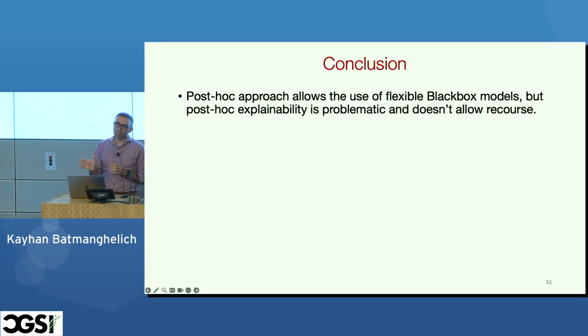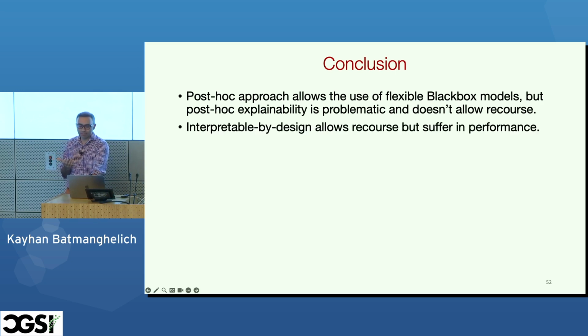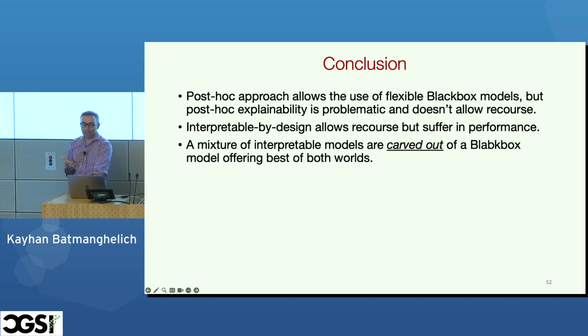So to conclude, post-hoc explanation allows the use of a flexible black box, but it leaves a lot of the explainability to the human and does not allow recourse. If you don't like something about the model, you won't be able to fix it. Interpretable by design allows recourse, but suffers from performance. We showed a method that basically bridged the gap.